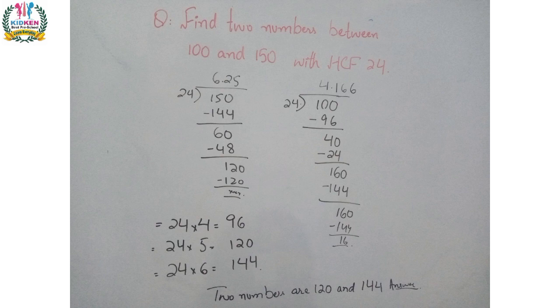So simply we can multiply 24 by 4, which is 96, and this is not between 100 and 150, so we reject this. The next is 24 multiplied by 5, which is 120, and the next is 24 multiplied by 6, which is 144. So both of these numbers are between 100 and 150. So we accept these numbers. The two numbers are 120 and 144.